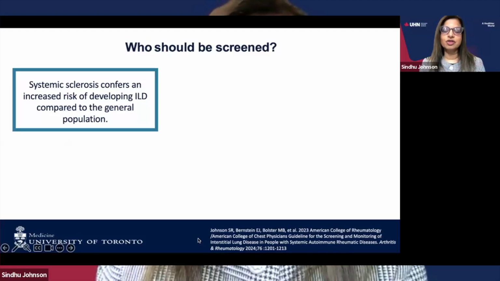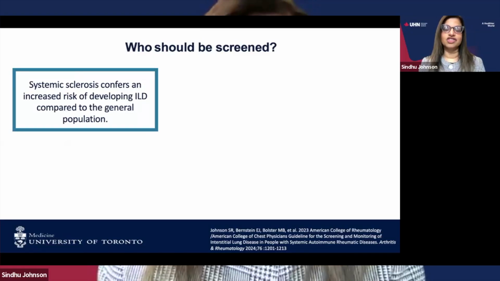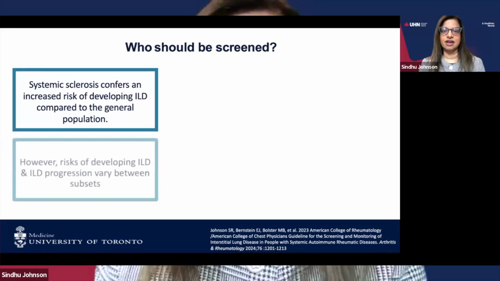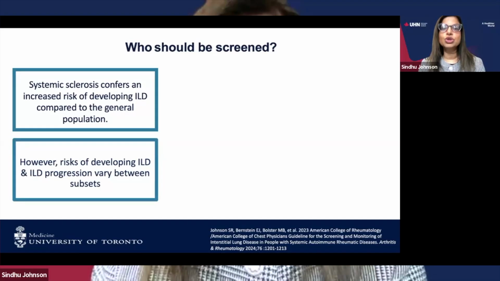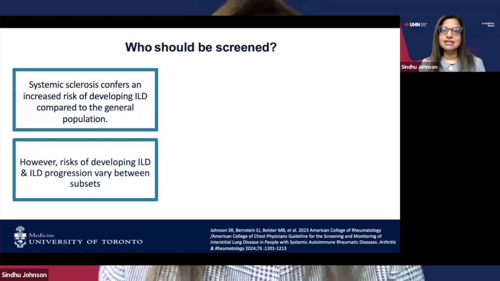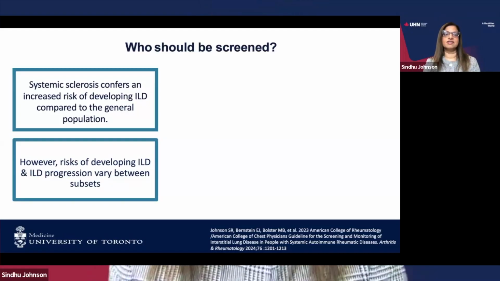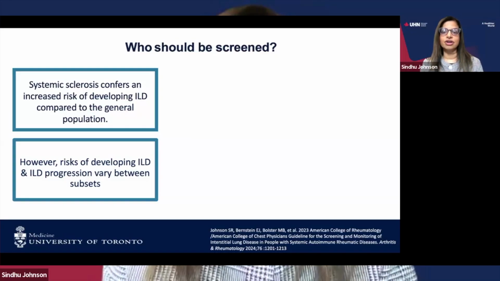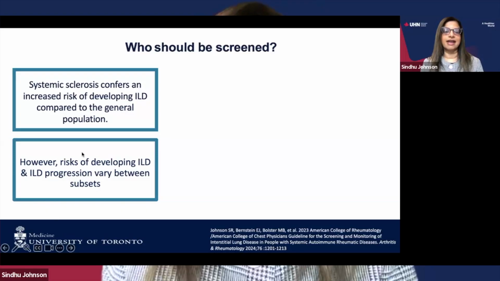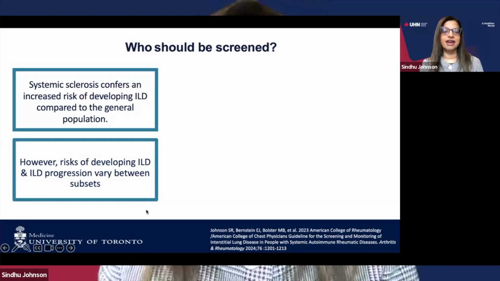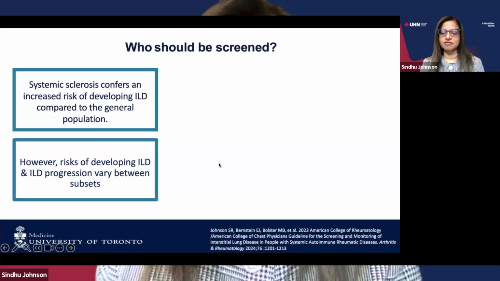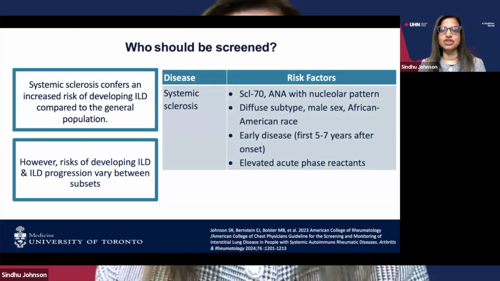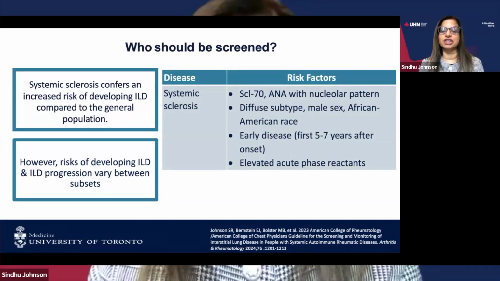The American College of Rheumatology, American College of Chest Physicians guidelines cover several groups of recommendations. The first group of recommendations relates to who should be screened. We know that systemic sclerosis confers an increased risk of developing interstitial lung disease compared to the general population. However, the risk of developing ILD and the risk of progression can vary across subsets or groups of patients.